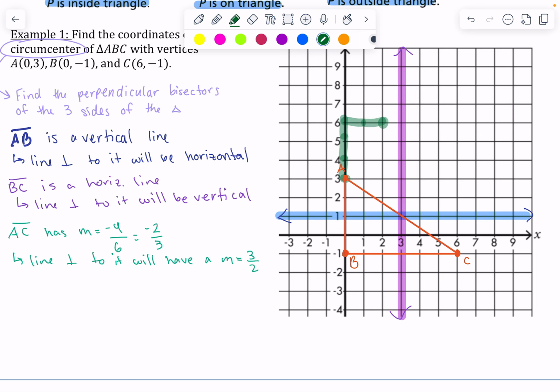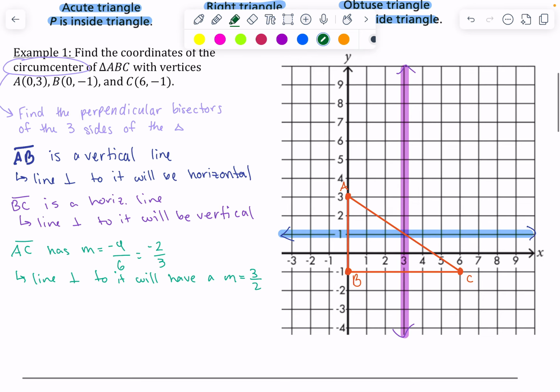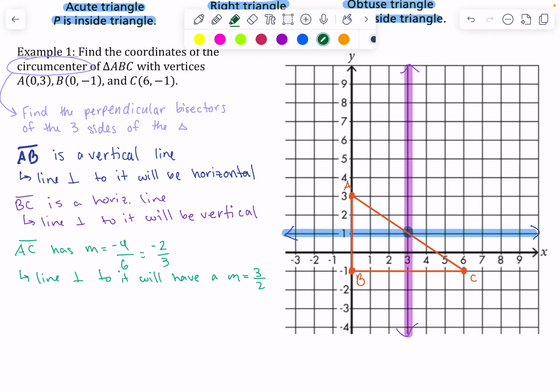Actually, not there. What am I doing? Sorry. Ignore that. I have to start from the halfway point of AC. You could do the distance formula to figure that out, but I also can look at where the purple and blue line are meeting and know that my circumcenter has to be at that point. So starting from there, I'll go up 3 and over 2 instead to make my life easier.